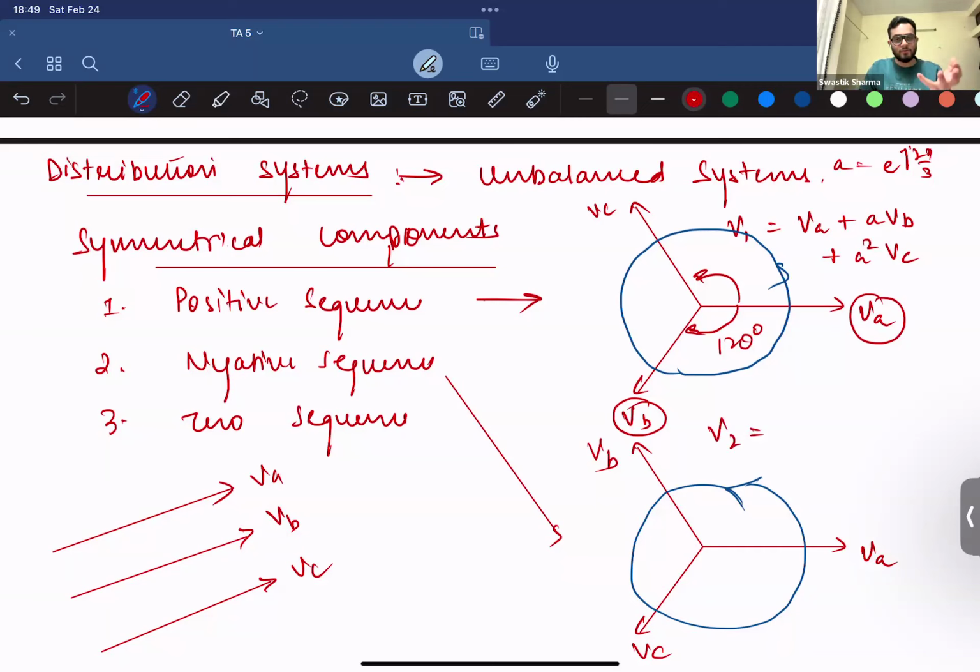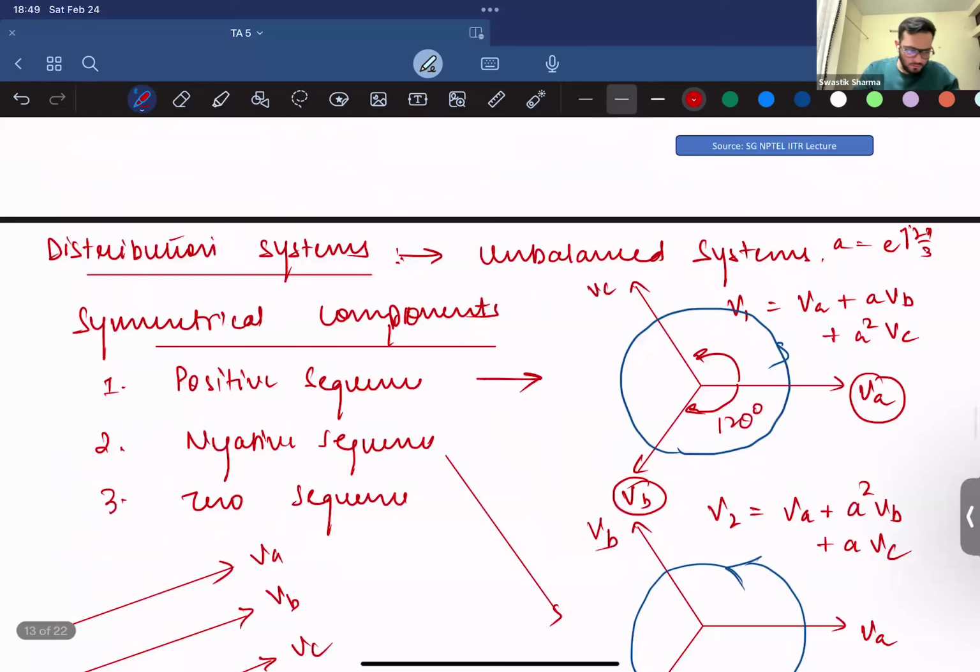So negative sequence is denoted by V2, which is simply VA plus A square VB plus A VC, right? So this is how you denote your positive and negative sequence components. These sequence components tell us if an unbalance has occurred in your system or not. And these are crucial with respect to distribution systems, because distribution systems are mostly unbalanced.